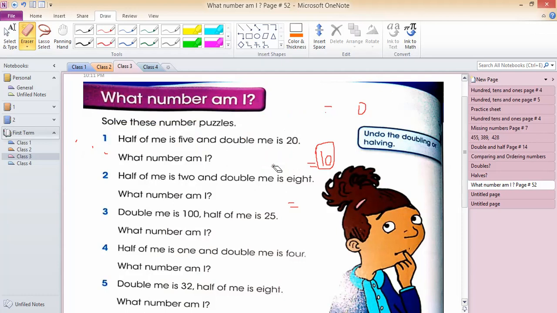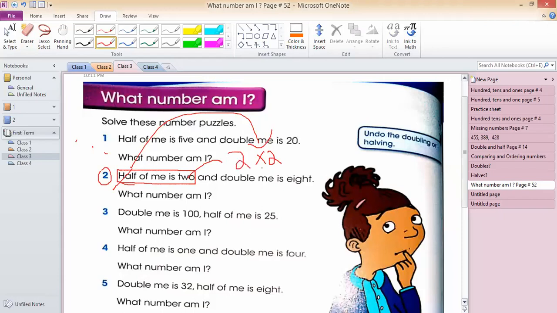Let's take question number 2 example. Question number 2 is saying half of me is 2. There is a number, if you divide it by 2, that means if you find out the half of that number, you will get 2. You know, in order to find out the half, what you do, you divide. That means if you divide that number by 2, the answer is 2. So instead of half, cut the half, find out double. Double of what? Double of 2. 2 multiplied by 2 is 4.